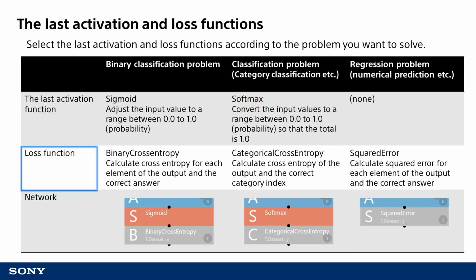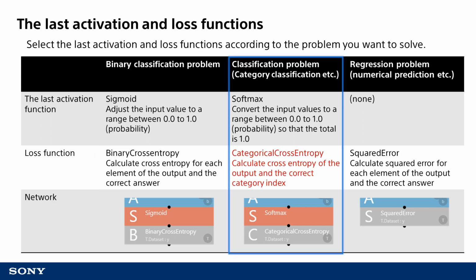Then we add a loss function. This loss function specifies a training indicator of what the neural network should be trained with. In this classification problem, we use categorical cross-entropy to calculate how well the probability of each category, which is the output of softmax, matches the correct answer given by the person. In order to give an indication that the neural network should be trained so that the cross-entropy is small, we specify a loss function called categorical cross-entropy afterwards.